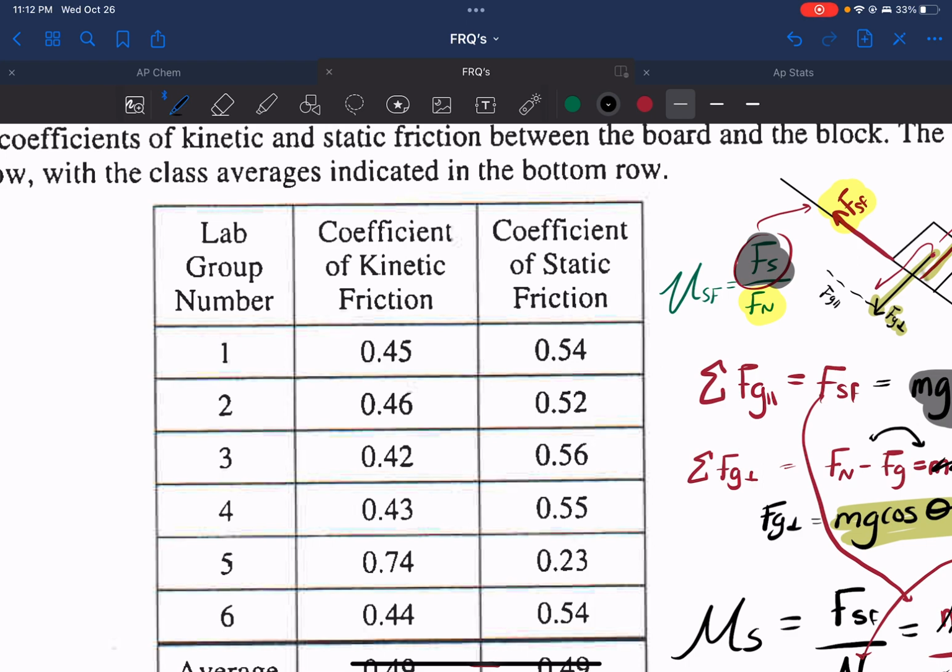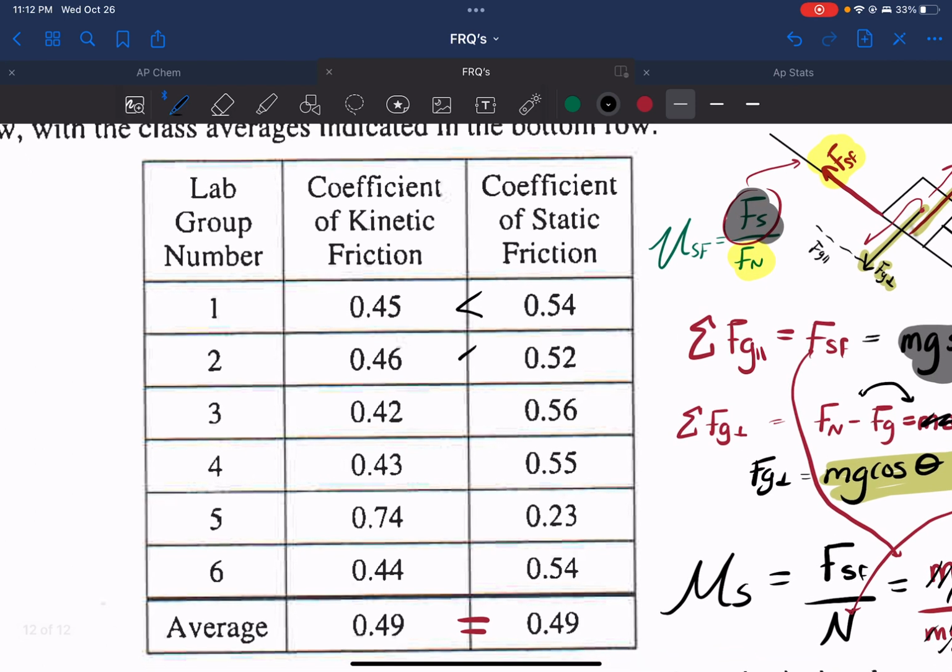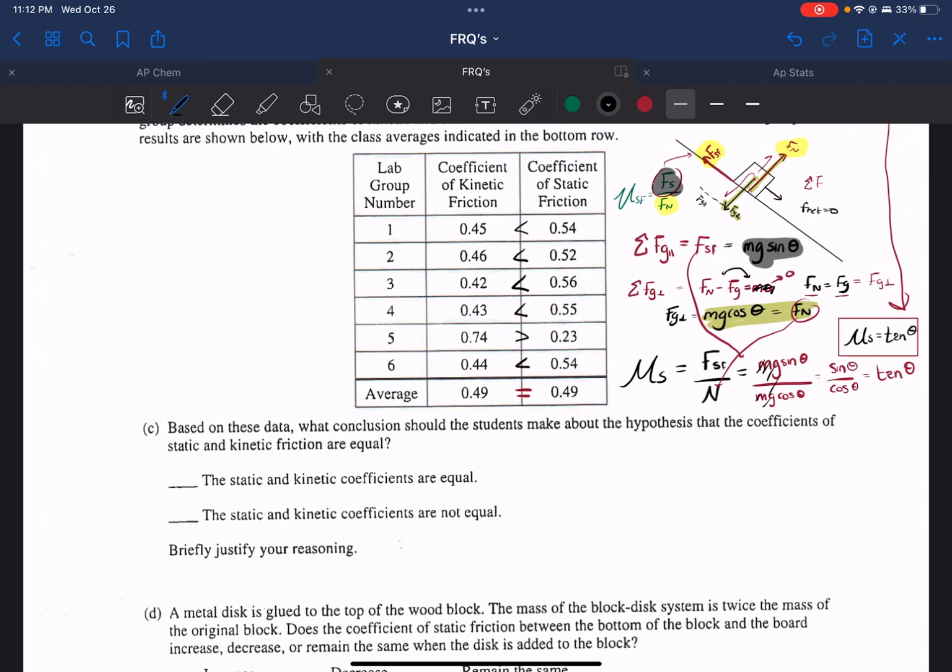So in the first lab, the coefficient of kinetic friction is less than the coefficient of static friction. Second lab, the coefficient of kinetic friction is again less than the coefficient of static, and then you see that repeats here. Then it does not, actually the coefficient of kinetic friction is greater, and then again returns. So it asks, based on this data, what conclusion should the students make about the hypothesis about the coefficients being equal? Well, we can obviously say that they're not equal, because you can observe that in lab number 5, the coefficient of kinetic friction was greater than static friction, when we observed that in 1 through 4 and 6, the coefficient of kinetic friction was actually less than the coefficient of static friction, as it should be.